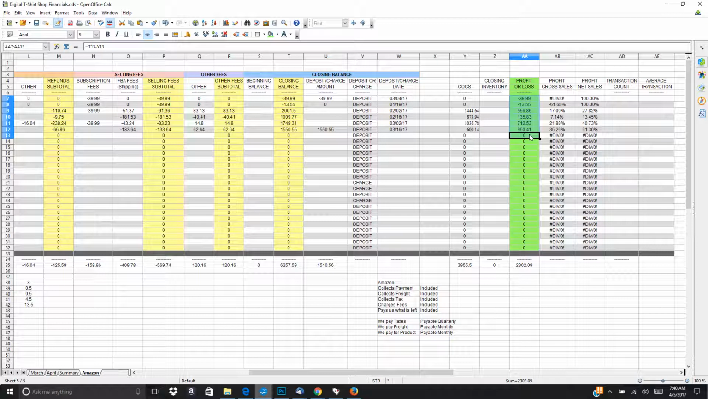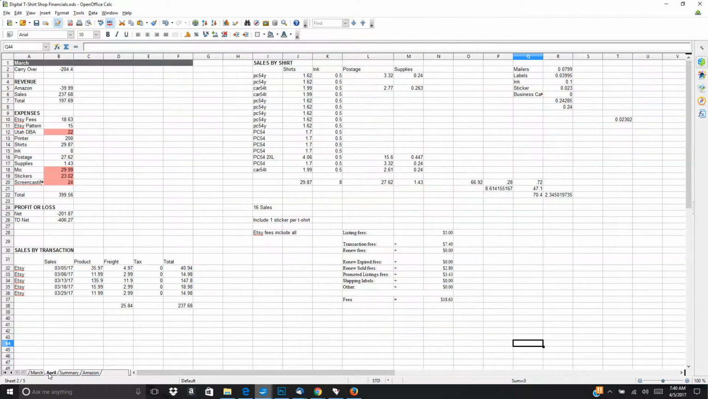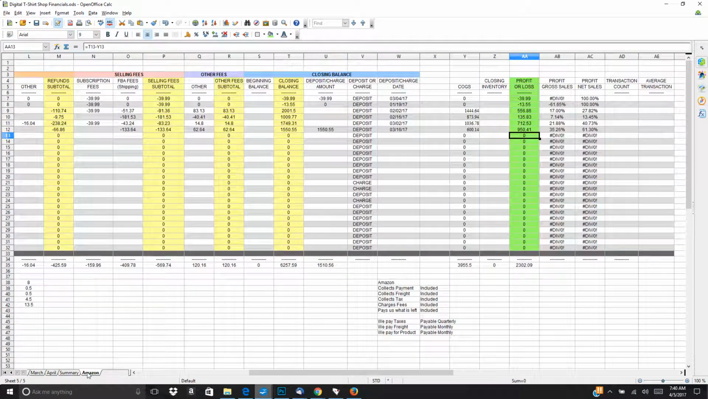Now, actually pulling that cost of goods sold out is a little more complicated than this. Oftentimes the way I've done it is I've had this in a separate spreadsheet. This is what I've got together for just tracking my digital t-shirt shop business.